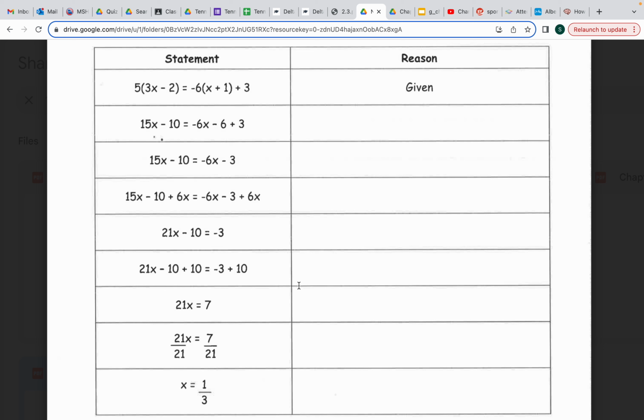Okay, and then my next step, it just simplified, so I'm just going to put simplify. Okay. All right, what about our next one? Okay, what is it doing? It's adding 10 on both sides. Okay, because we have negative 10 here. So then what property is this, Madison? Addition. Okay.